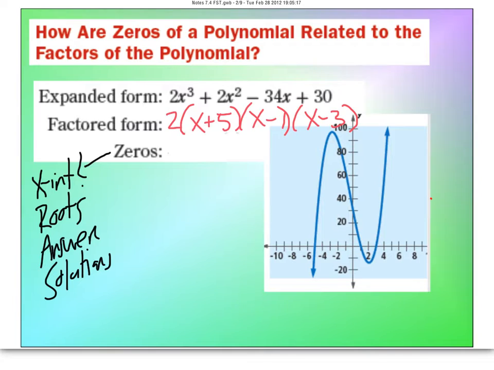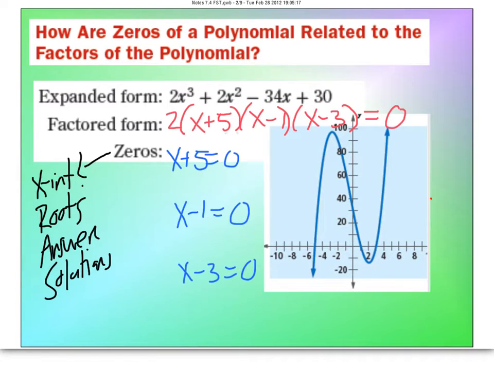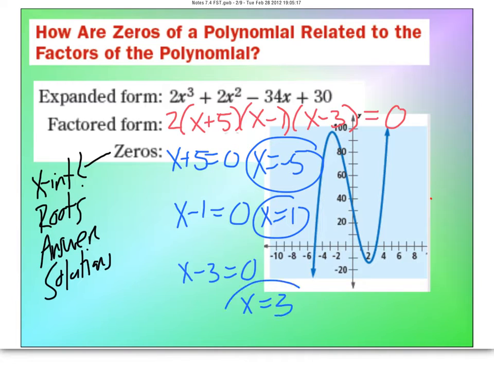Remember, to find the zeros, we would take the equation and set it equal to 0. Then all you're going to do is take each of these 3 factors and set them equal to 0 and solve. So x plus 5 equals 0, x minus 1 equals 0, and x minus 3 equals 0. If you solve that, you're going to get one at -5. Another one here is going to be at 1. And this last one is going to be at 3.